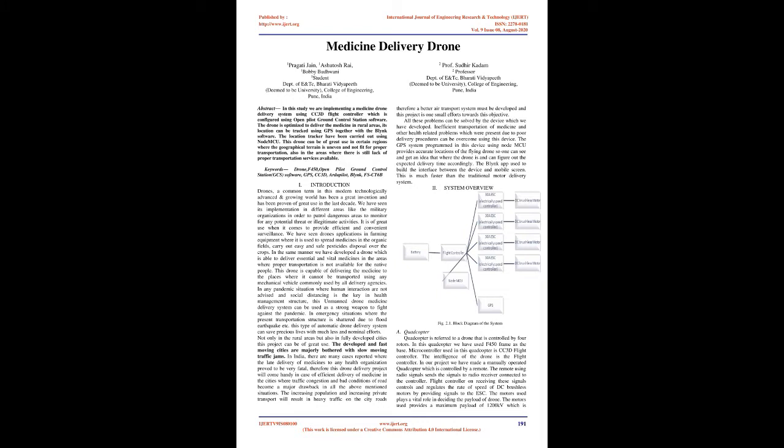This drone can be of great use in certain regions where the geographical terrain is uneven and not fit for proper transportation, also in the areas where there is still lack of proper transportation services available. Keywords: Drone, F450, OpenPilot, Ground Control Station, GCS, Software, GPS, CC3D, ArduPilot, Blynk, FS-CT6B.